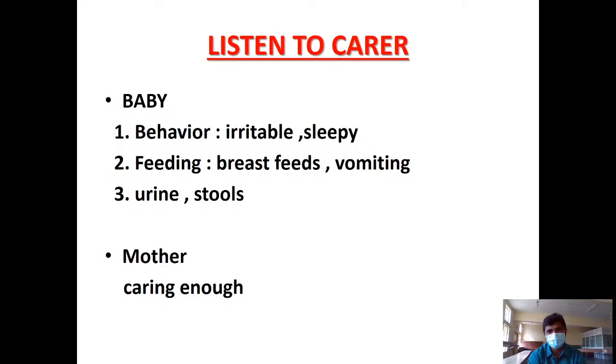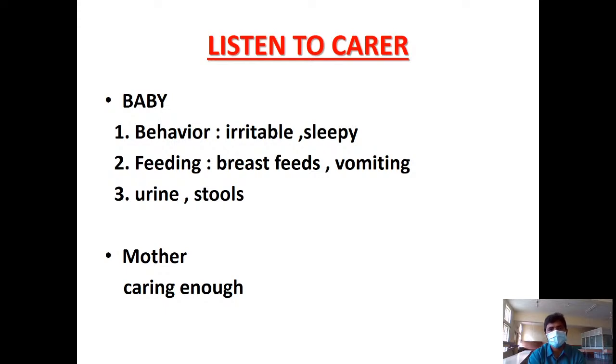How the baby is being fed, whether breastfeeds are being given, or bottle feeding or formula feeding. Is breastfeeding sufficient? And then you need to ask whether there is any history suggestive of feeding intolerance like vomiting, abdominal distension. Then you need to ask at what point of time the baby has passed urine, how frequently the baby is passing urine, and how frequently the baby is passing stools. You need to get this history from the carer or the attendant who is providing care to the baby, who is with the mother and baby.